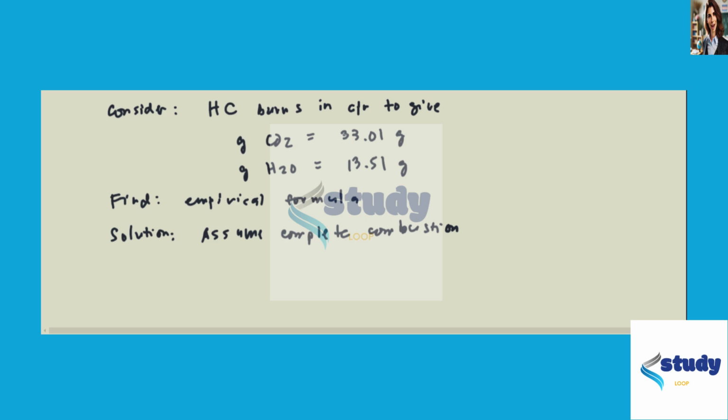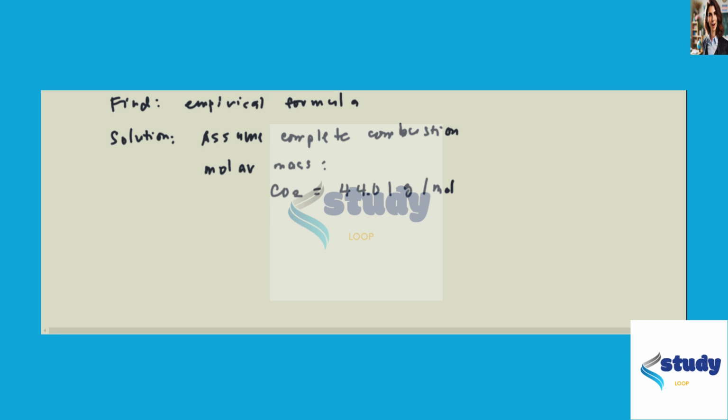So we first note the following molar masses. For CO2, we have 44.01 grams per mole, and for water, we have 18.02. So we start by solving for the moles of carbon.